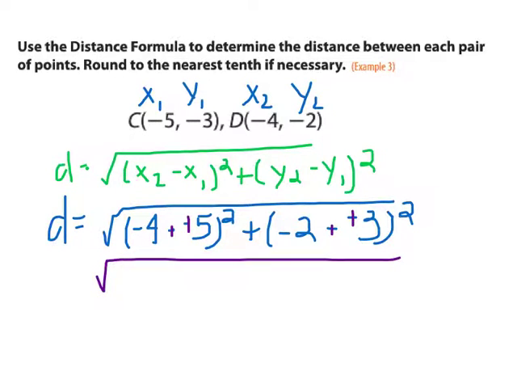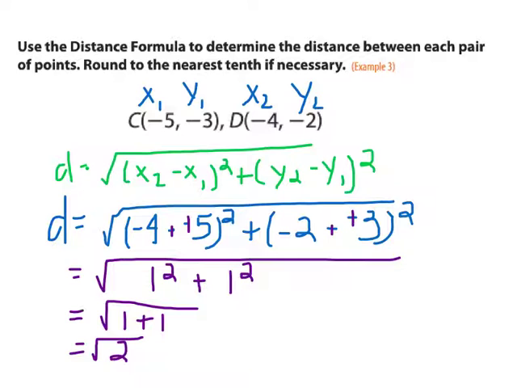I'm going to add my two marks. I'm going to get square root. Negative 4 plus 5 is going to be 1 squared, plus negative 2 plus 3 is also 1 squared. So I get 1 squared is just 1, because that's 1 times 1, plus 1 squared is 1. Square root of 2. I get distance equals approximately 1.4. So the distance between those 2 points would be approximately 1.4.